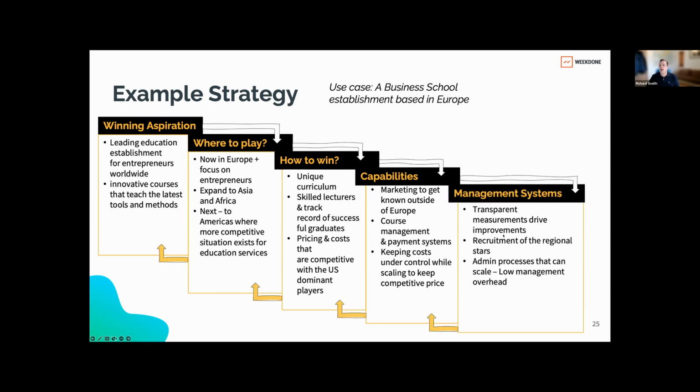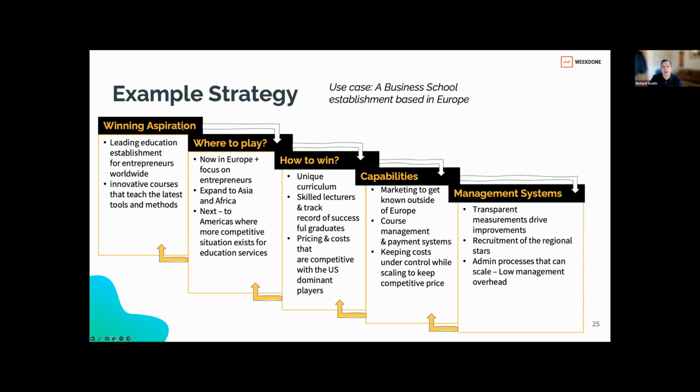And then we set some management systems. We're looking to be measurement driven. We have admin processes at scale. We need to be able to recruit regional stars to lecture for us as well in the future. Now, this is maybe our first pass. This might not be perfect, but we can come back to it.